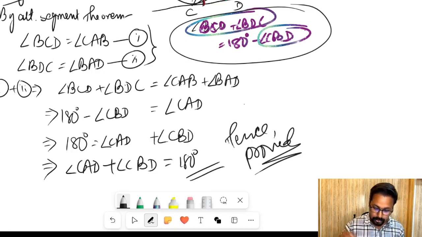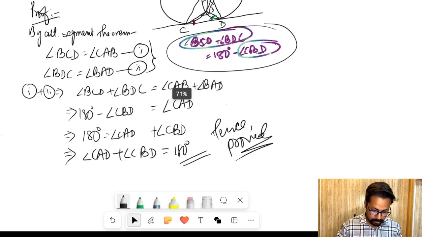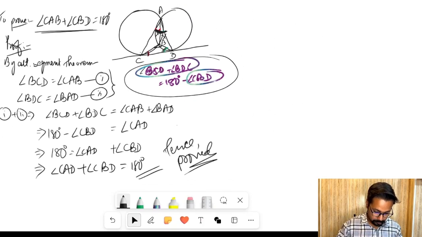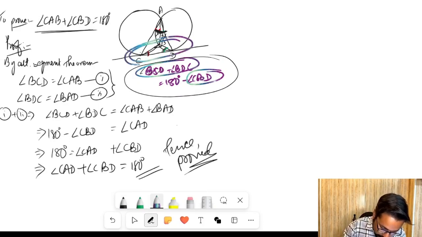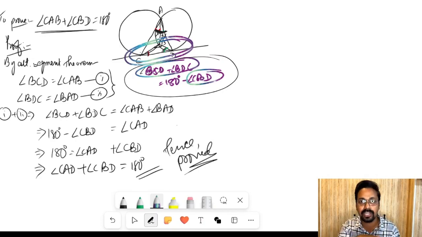So we just needed to use the alternate segment theorem, and we also knew that the sum of three angles of a triangle is 180 degrees. So we used that in this small triangle BCD, and from there we got the 180 degrees, and then ultimately by adding the two equations 1 and 2 we got to our proof. This is a very simple proof, very simple concept. You just need to know the alternate segment theorem. If that theorem is clear, which I have already explained in previous videos, then you can come here and understand this.